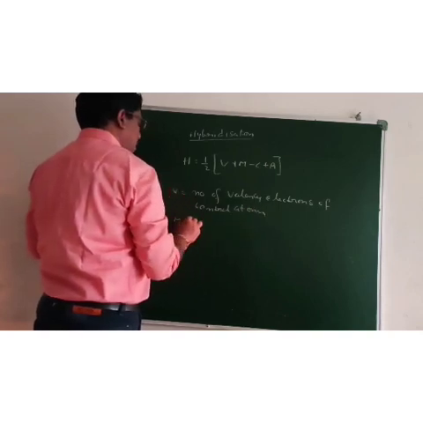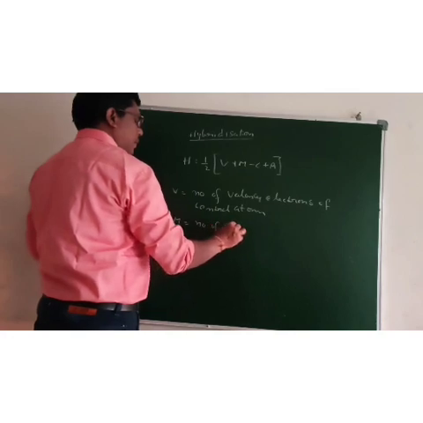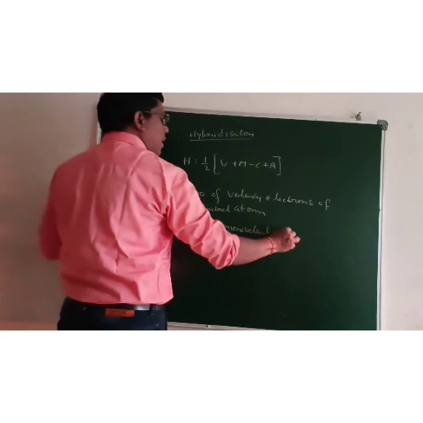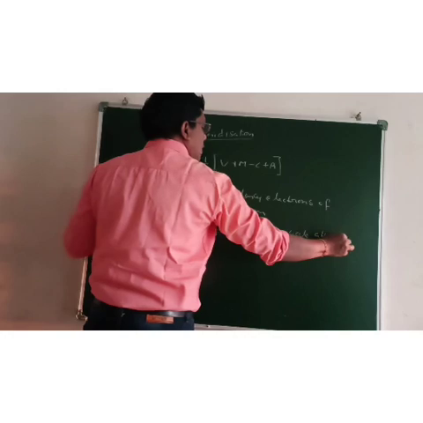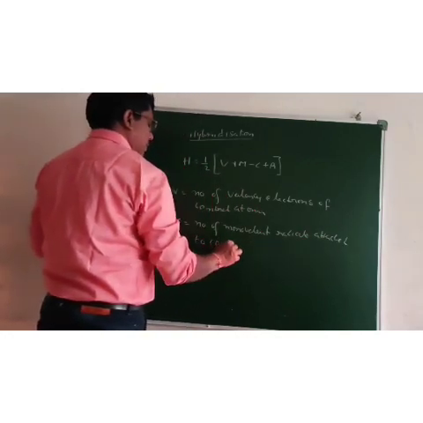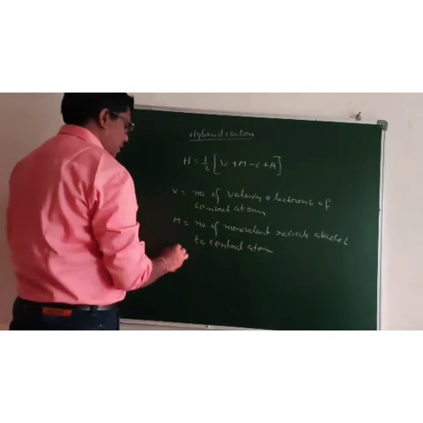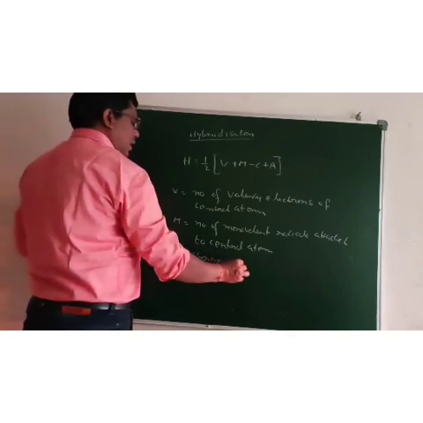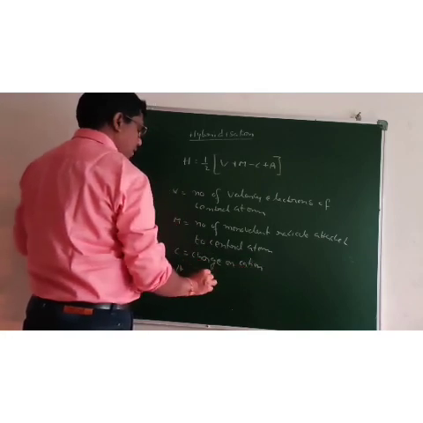M is the number of monovalent radicals attached to the central atom. And C is the charge on the cation. And A is the charge on the anion.